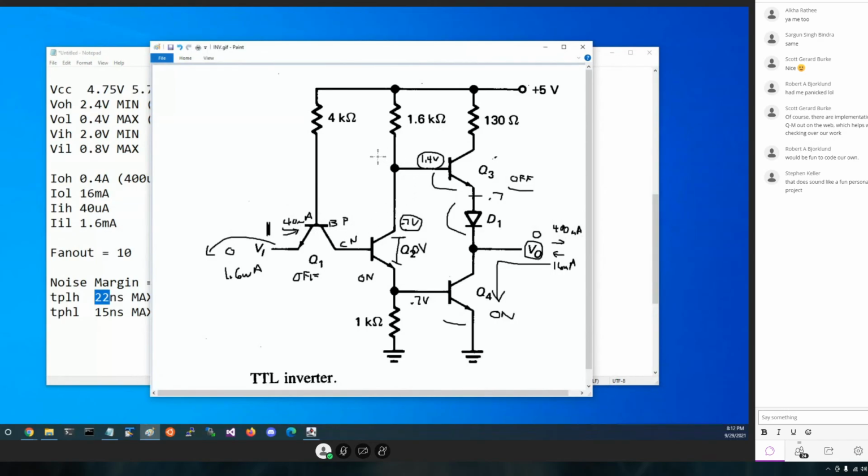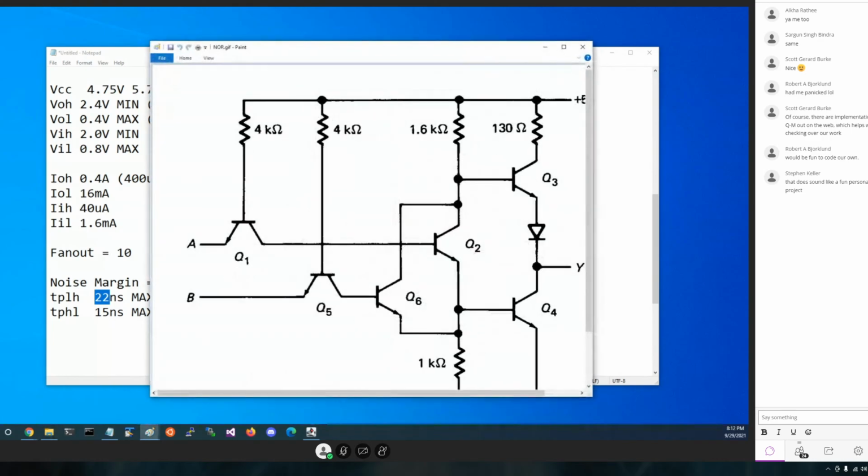So we've done a fairly good analysis of this inverter. Part of the reason we talked about resistors first and then diodes and then transistors was to get through this circuit when we got to it. So obviously, the next step is this.